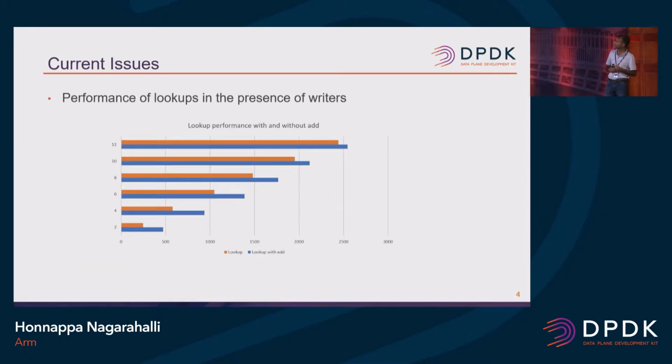Then, the performance of the lookups when the writer activity is going on. This is what I got from a hacked up test code. What I see here is that when the writer is writing, the hash adds are going on, and you want to do a lookup, the lookup cost is more. Here the orange color is the one with no writers in the background. And when the writers are in the background, the lookup cost increases. So these are some of the issues that we wanted to address.